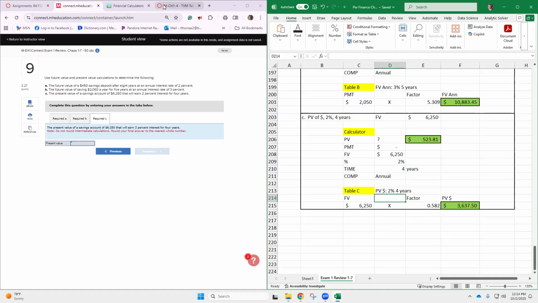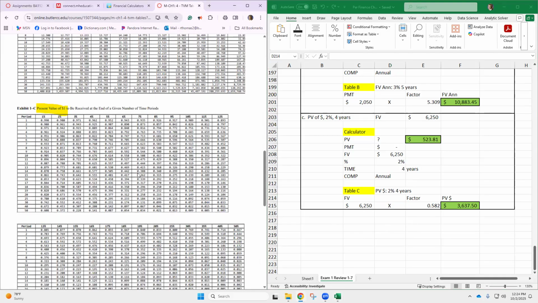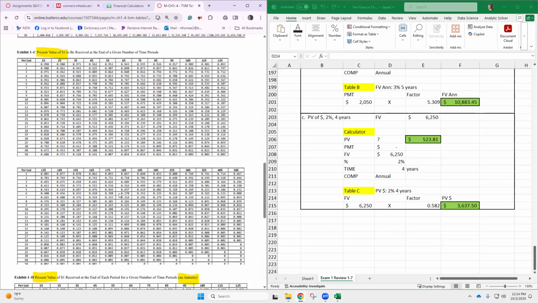So, to the table I go. Present value of a future amount. I want 6,250 in the future. I want to know how much I have to set aside today so that it'll grow to that amount, and we're only getting 2% in 4 years. So that's going to be pretty close to that amount, because 2% is really not very much.